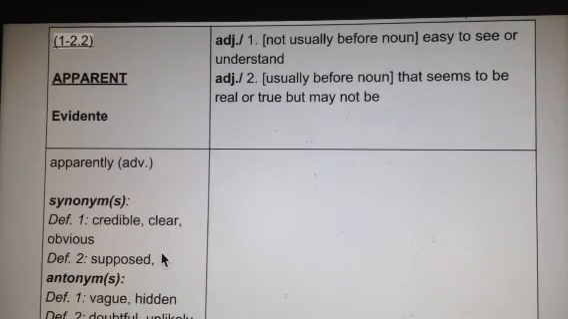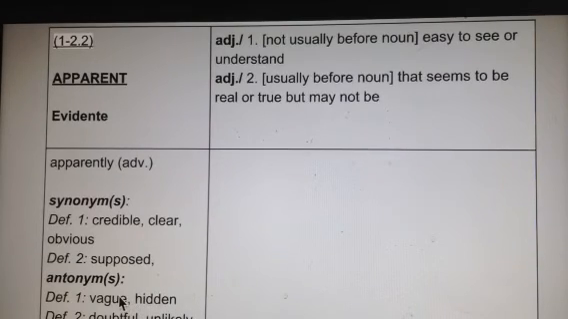Okay, synonyms. For the first definition, credible, clear, obvious. Easy to understand, easy to see. Okay, that's used in the predicate adjective. Definition 2, supposed. And we have a comma here that's interesting. I guess there was another one there before, but apparently not anymore. But supposed, again, similar to so-called.